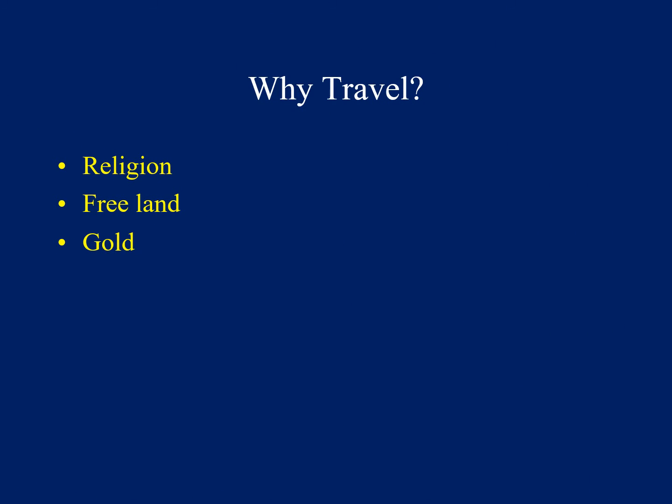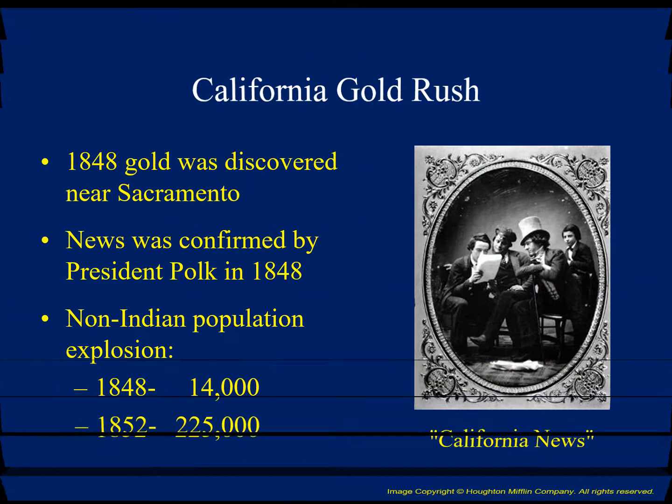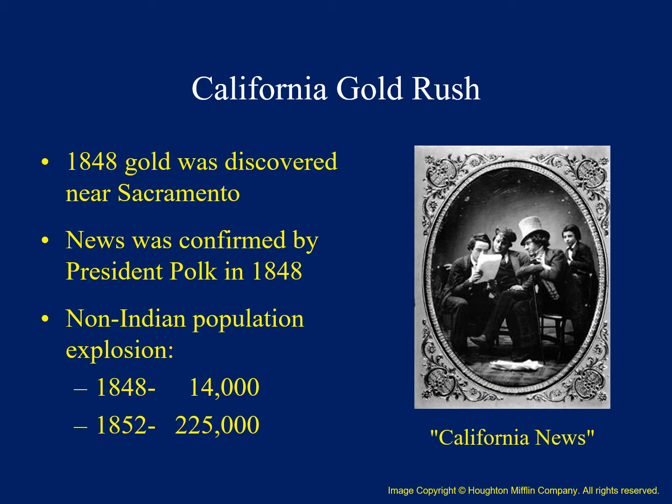One last item that motivated people to travel was gold. In 1848, gold was discovered at Sutter's Mill near Sacramento. The image on the right identifies a group of people listening to or getting the information about the news from California, which had been confirmed by President Polk in one of his speeches from 1848. This set off a huge gold rush.